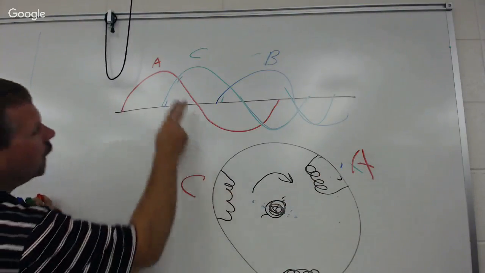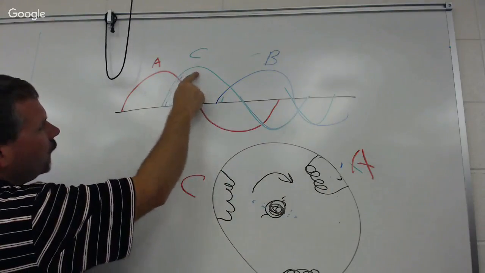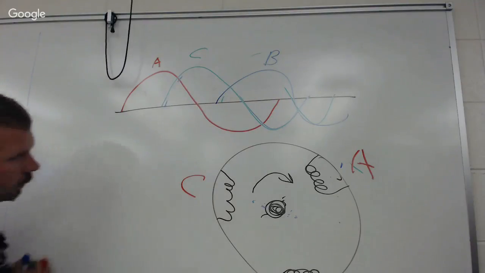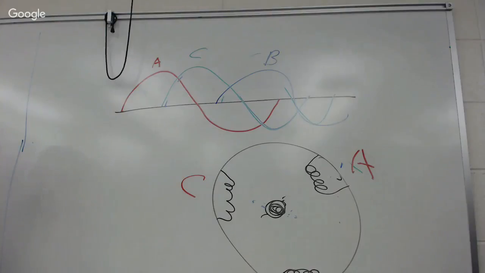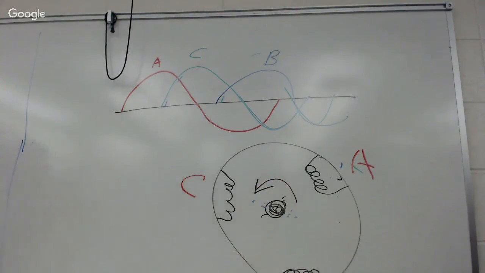And so now, if we do that, A is coming up, and now C is following, and after C is B, which in turn means my rotation is changing this direction. And that's how you change direction of a three-phase motor. Now, layman's terms, just swap any two leads.